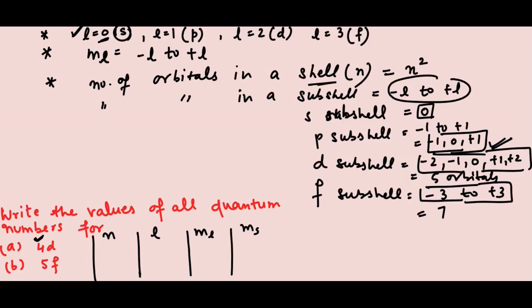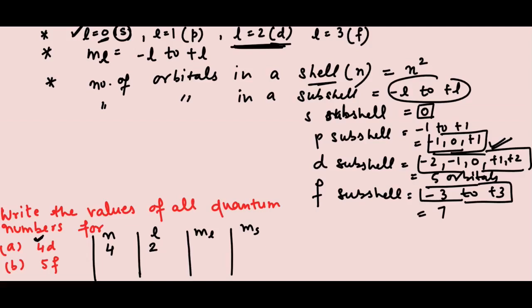Shells are always 1, 2, 3, 4. These numbers are the shells. Subshells are always s, p, d, f. So if I ask you what is the shell in the 4d orbital, 4 is the shell, and the principal quantum number is 4. Now, what is the subshell here? The subshell is d. But as you can see, for the d subshell, the value of L is 2. So you can write the value of L as 2.